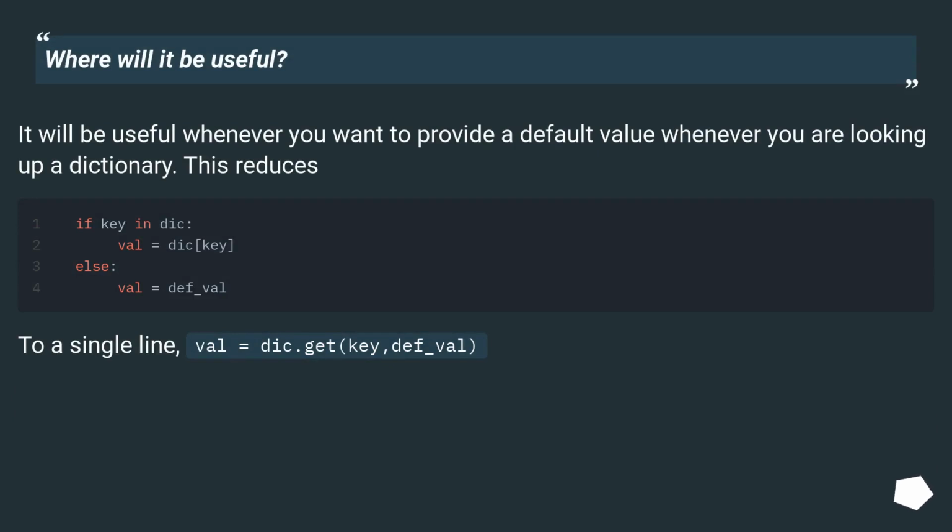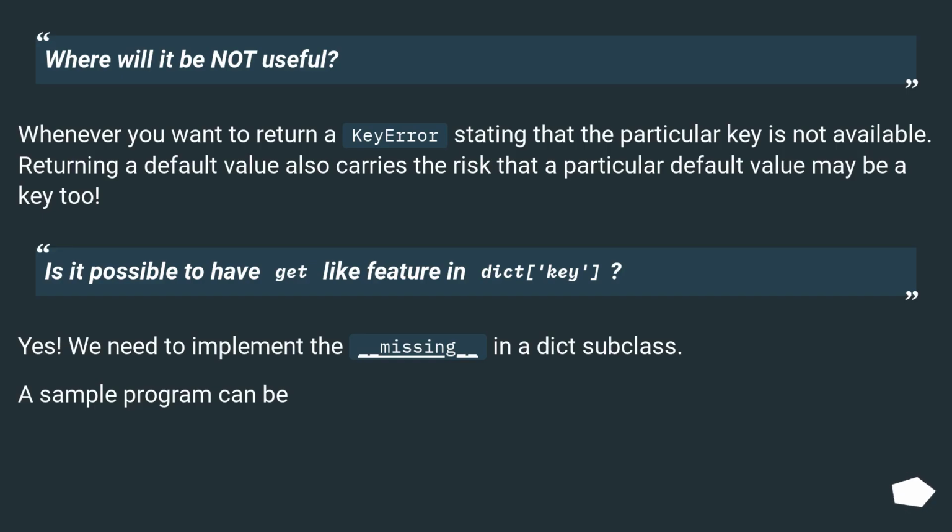Where will it be useful? It will be useful whenever you want to provide a default value whenever you are looking up a dictionary. This reduces to a single line, val equals dict.get key, def_val. Where will it be not useful? Whenever you want to return a key error stating that the particular key is not available. Returning a default value also carries the risk that a particular default value may be a key too.